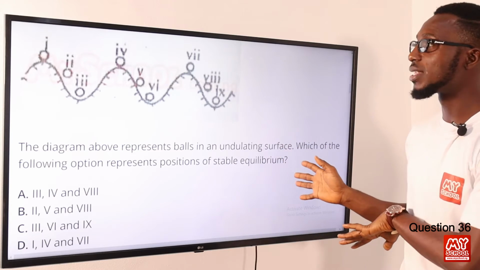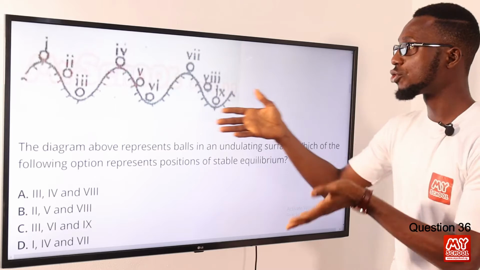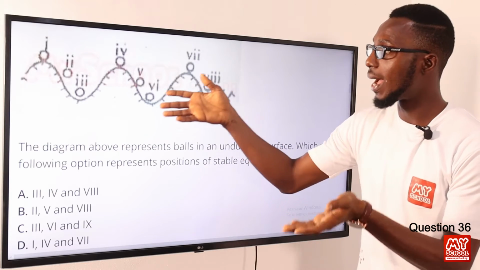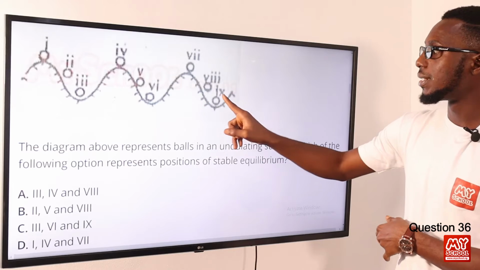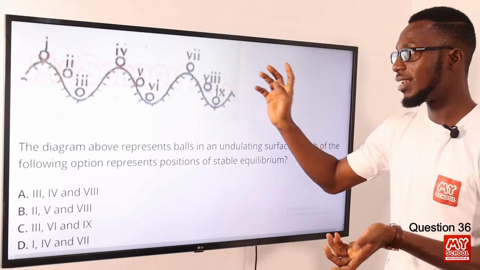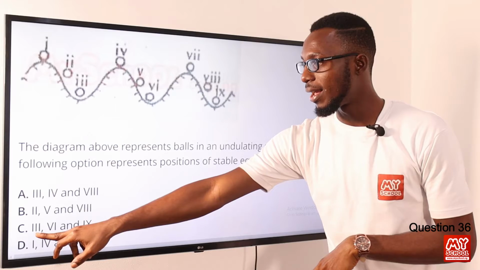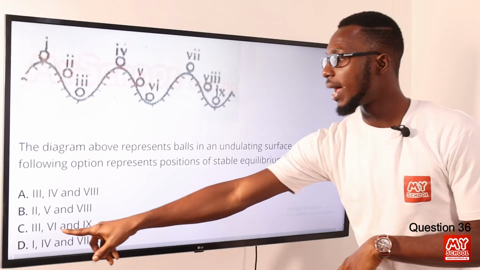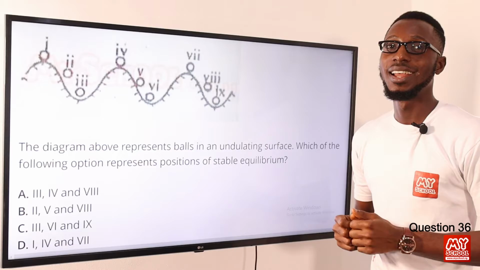So using those concepts, we are going to see that the positions that represent stable equilibrium are III, VI, and IX. So let's see the option that has these combinations. We have III, VI, then IX. So the correct option here is option C as the valid one.